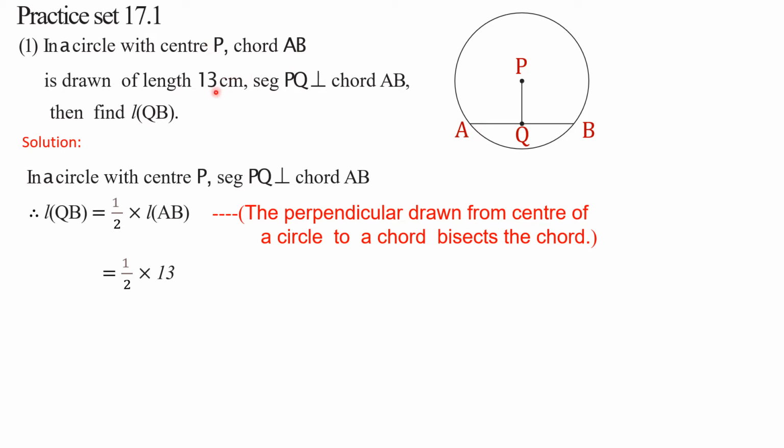Chord is 13 centimeters. Half of 13: 2 sixes are 12, remain 1, 2 fives are 10, means 6.5. So write down the answer: 6.5 centimeters. Next example.